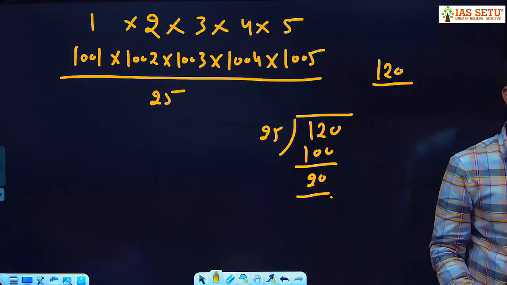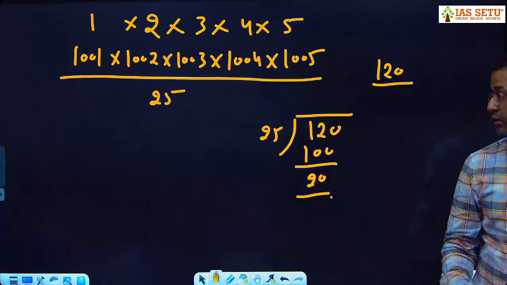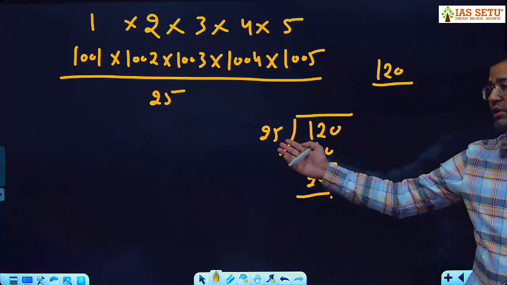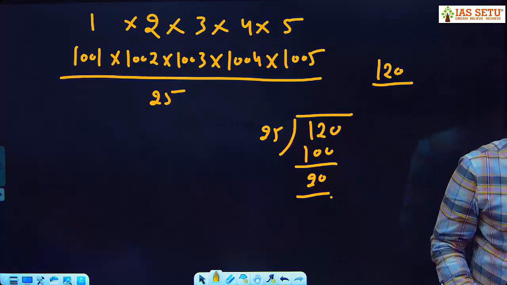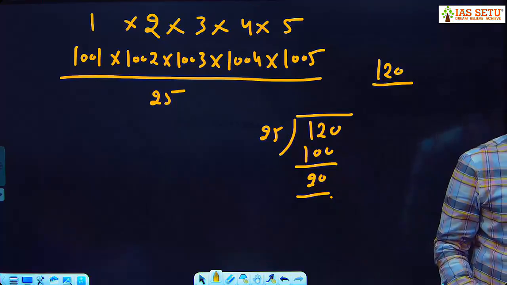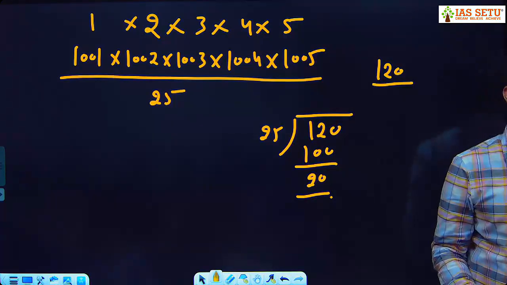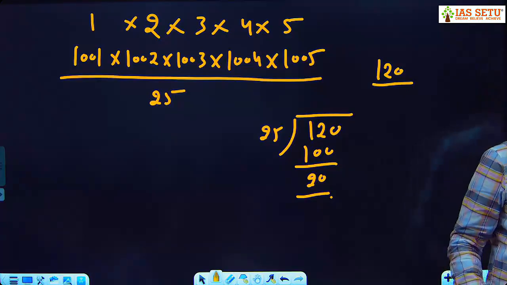Never. If your remainder is greater than the divisor, then further you have to divide. So you divide 120 by 25 again. So your answer has to be 20 here. Correct answer 20. Take care of this point. If your remainder is greater than divisor, further divide, because that remainder is wrong.